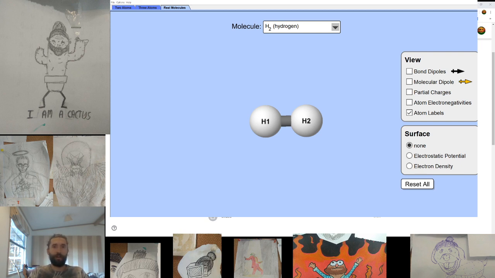So here I have hydrogen gas, H2, and it's 2 hydrogens bonded together. First thing, because they are both hydrogens, they have the same electronegativity. So the electrons in this covalent bond aren't going to be attracted to one more than the other. If we click on this, which shows the bond dipole, we have no bond dipole. It's a non-polar bond because both the atoms have the same electronegativity. So there's no bond dipole, and if there's no bond dipole, that means there's going to be no molecular dipole.